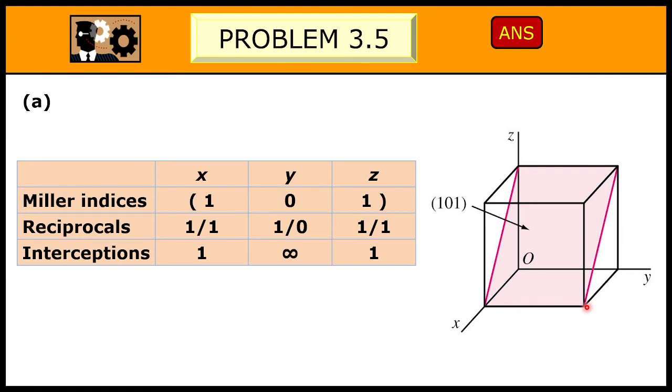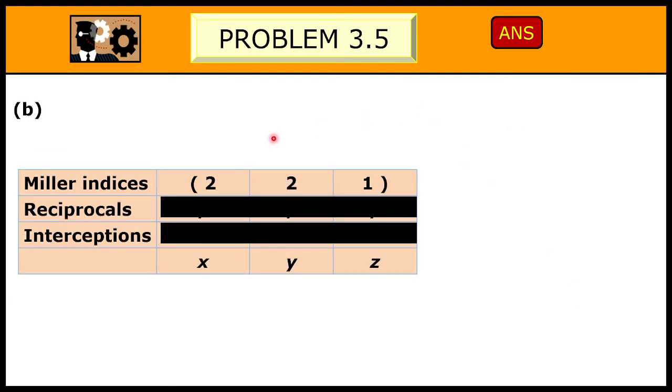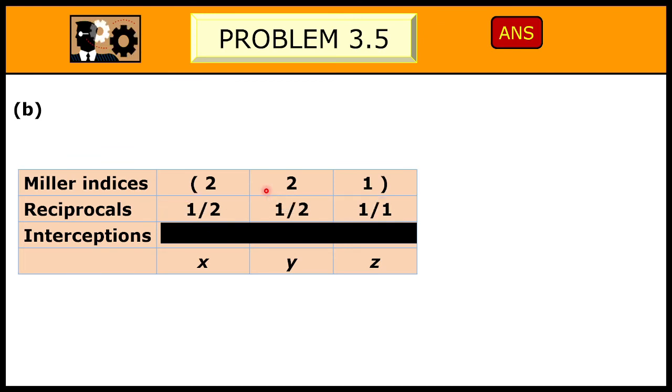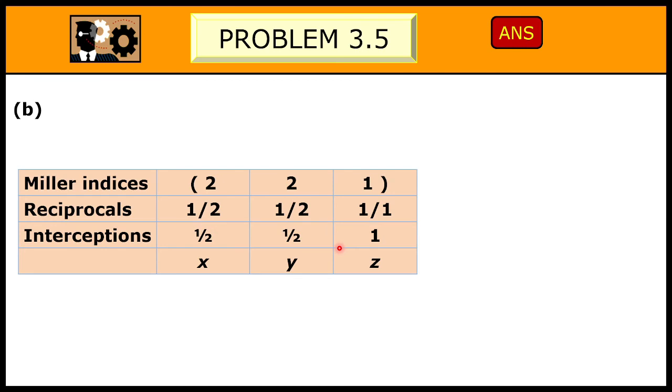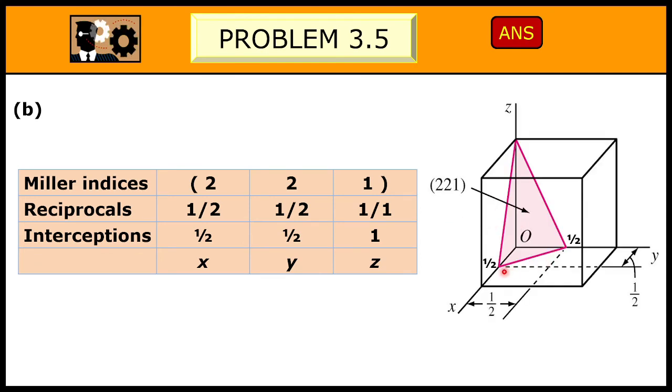Okay, next example, 221. Find the reciprocal: 1 over 2, 1 over 2, 1 over 1. So it intercepts the x direction at point 1 over 2, the y direction at point 1 over 2, and the z direction at point 1. So just draw the plane at 1 over 2, 1 over 2, and 1. This is the plane for the Miller index of 221.